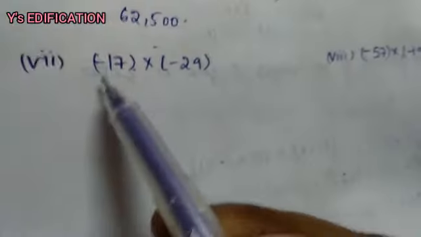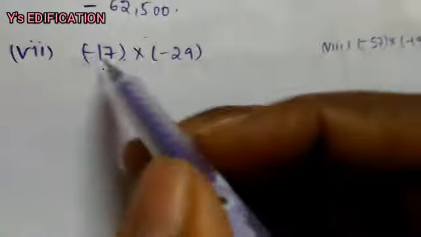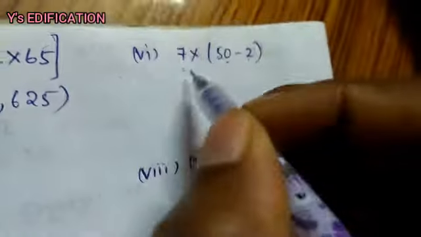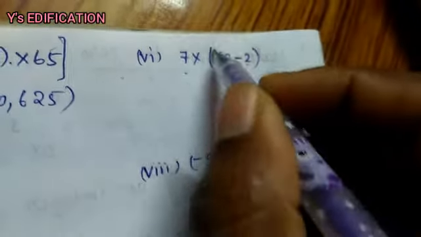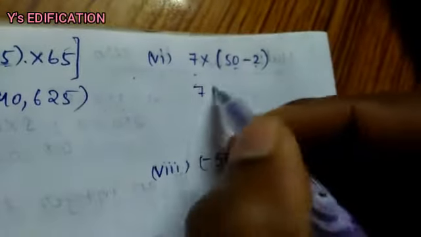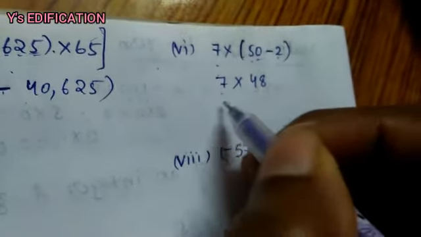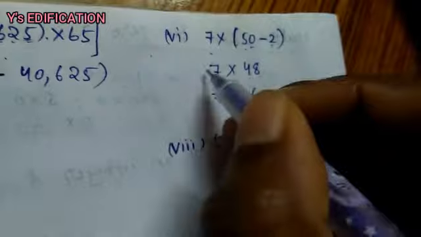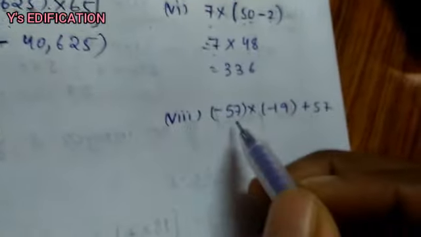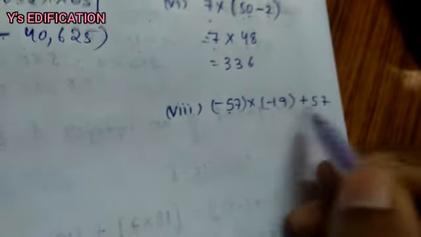Next one, minus 17 into minus 29. Here minus into minus is plus. When we multiply 17 into 29, we will get 493. Next, 7 into 50 minus 2. First we have to clear the bracket. So 7 into what is 50 minus 2? 48. What is 7 into 48? 336. Right.